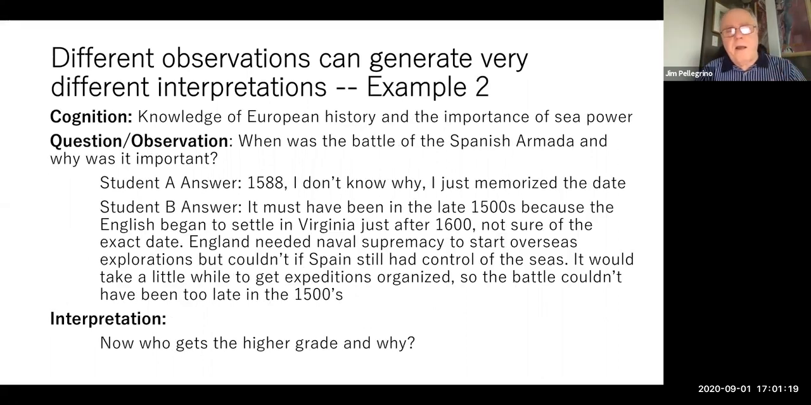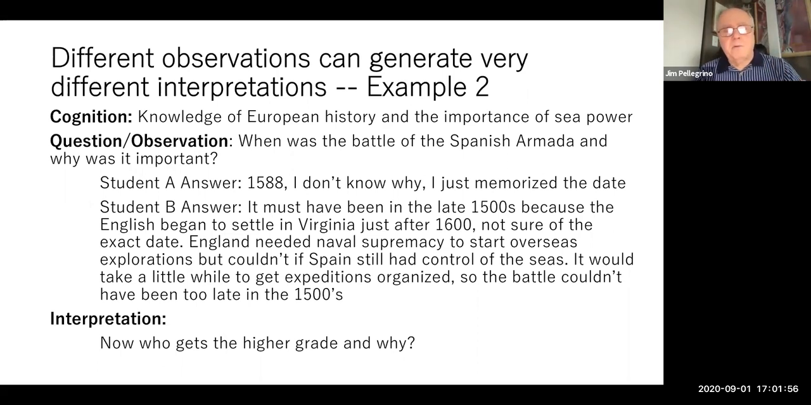But let's reframe this a little. Let's look at a slightly different way to think about this. It's the same knowledge of European history and the importance of sea power that we're interested in. That's the cognition piece. And here, the question or the observation is, when was the Battle of the Spanish Armada, and why is that important? So here we have the same student whose answer is 1588, but the rest of the answer is, I don't know why it was important, I just memorized the date.